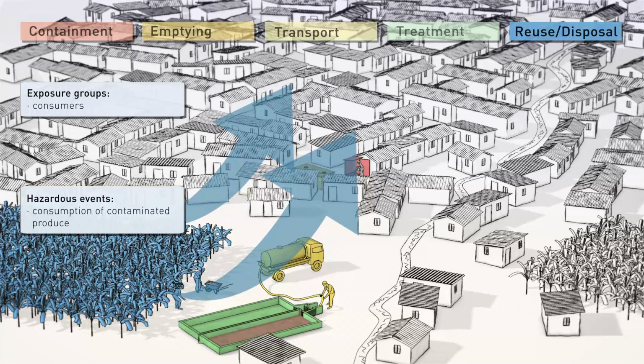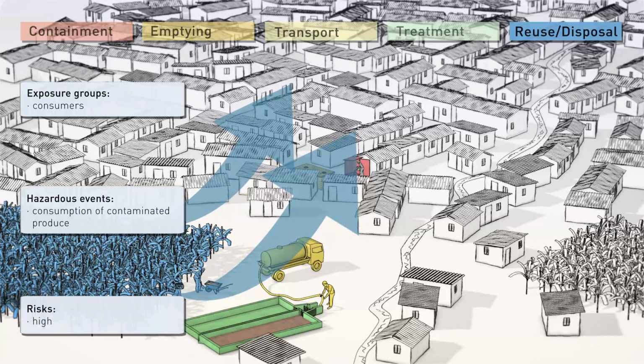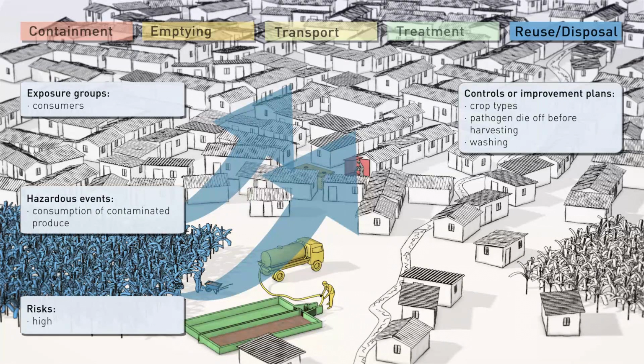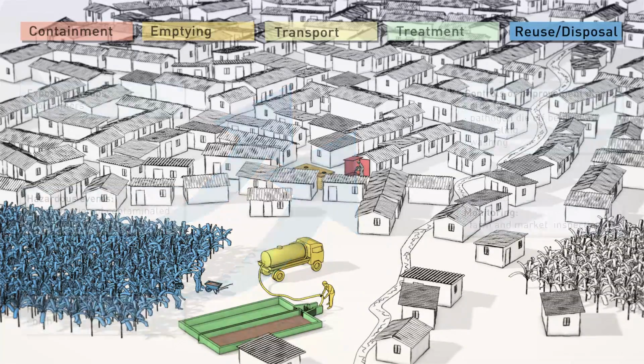For example, crops eaten raw have a much higher risk compared with crops which are cooked or processed before eating. These risks are potentially high. Controls that can be used include selection of crops not eaten raw, setting a time between the last application and harvesting to allow pathogens to die off naturally, and washing of produce in clean water before sale. Monitoring may include checking crop types, application and harvesting practice, as well as hygiene during the packing and sale.